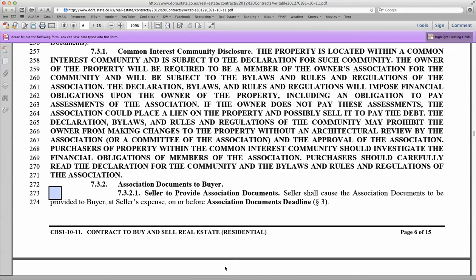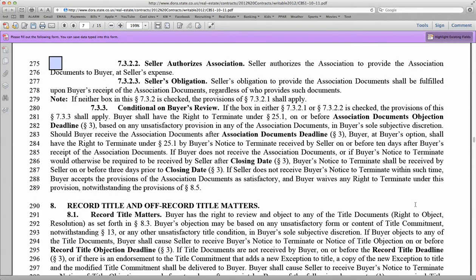Typically, with the association documents, the seller is going to need to provide them. You can also have the seller authorize the association to provide them. The buyer cannot just call on their own and try and get association documents. They will typically not give them to them.